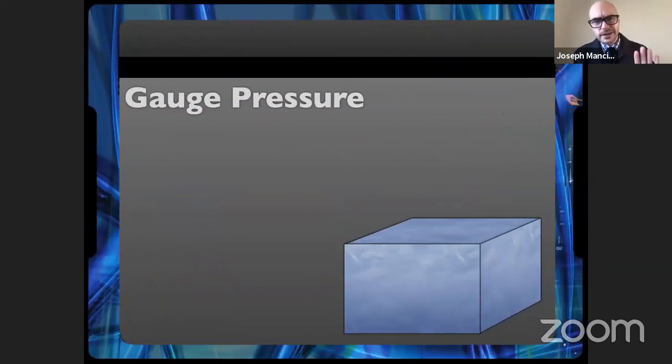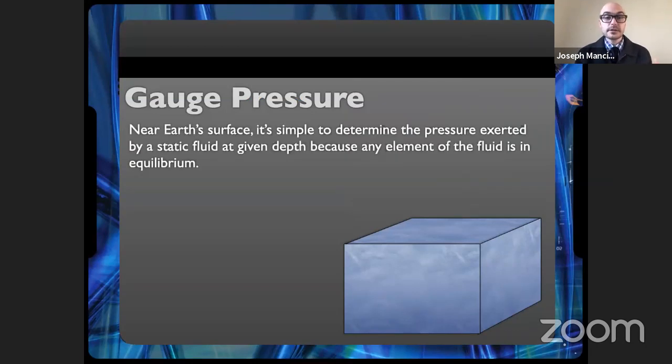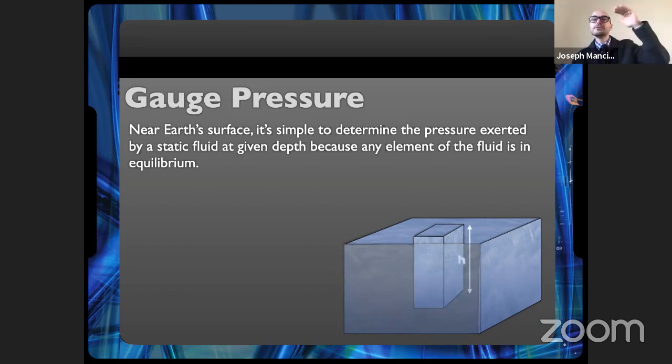Here's a quick derivation of gauge pressure. Near Earth's surface, it's easy to calculate gauge pressure because the air is mostly in equilibrium. So the fluid above you would be in equilibrium. So here inside the fluid, we're sort of imagining a vertical column. I'll open the front of that up for you. And that column of fluid is some height h tall.